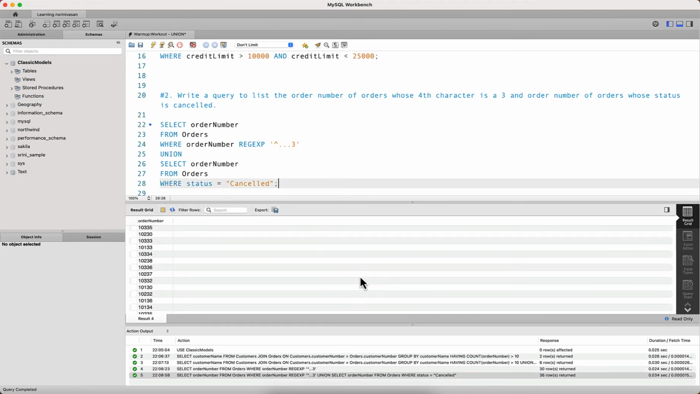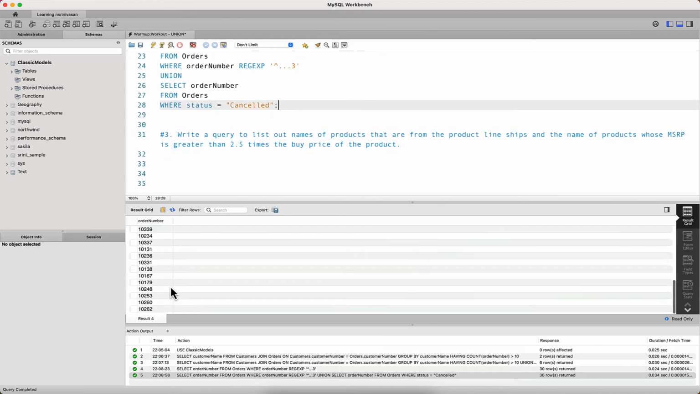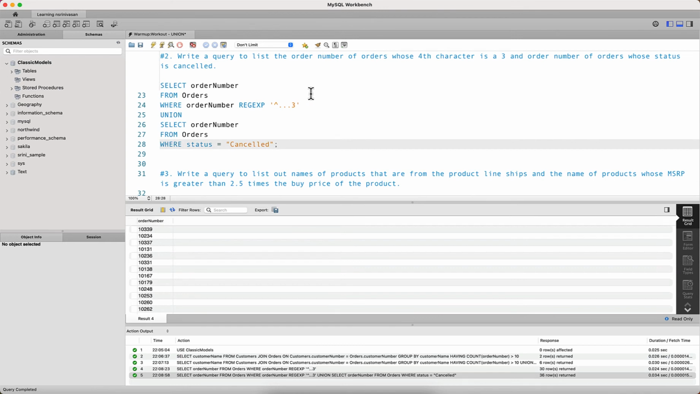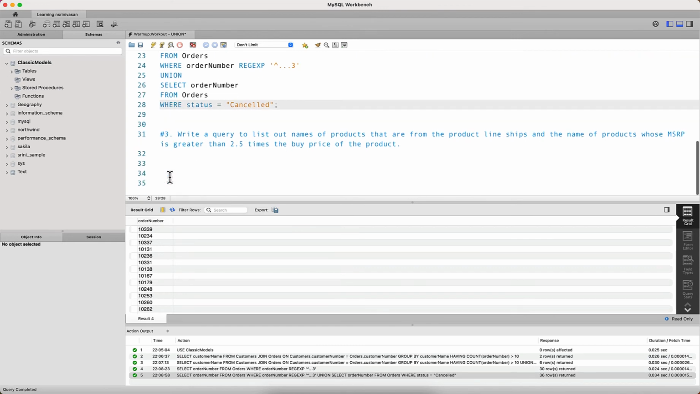and this gives me 36 rows. And so I have orders whose status is cancelled and also orders whose fourth character is a 3 in the order number.